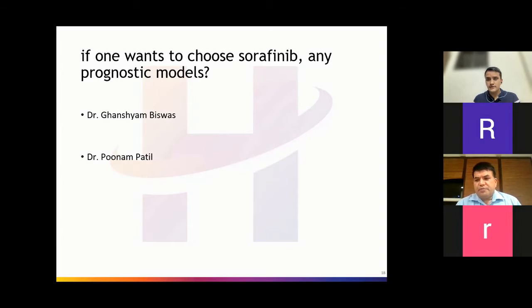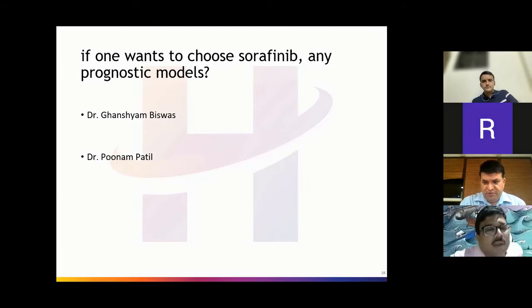So lenvatinib is preferred over sorafenib unless and until it is contraindicated. That is my interpretation. You are absolutely right. The only thing is that it was not a pre-defined or predetermined determinant in the REFLECT study, and that's the reason you have to take it with a pinch of salt. But I completely agree with you. If one wants to choose sorafenib, is there any prognostic model, Dr. Ghanshyam?